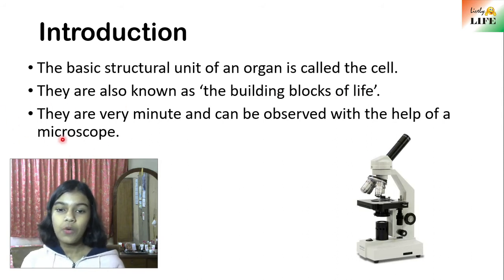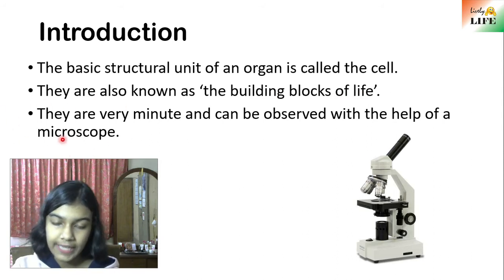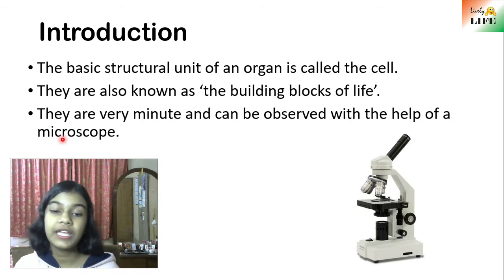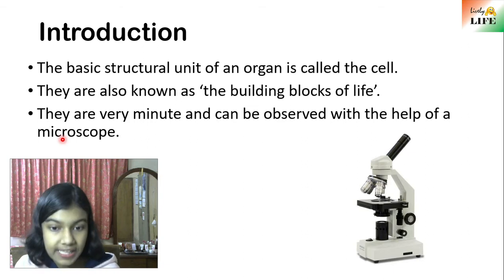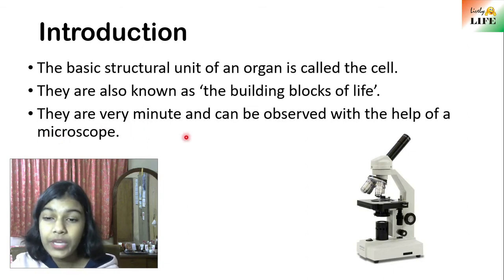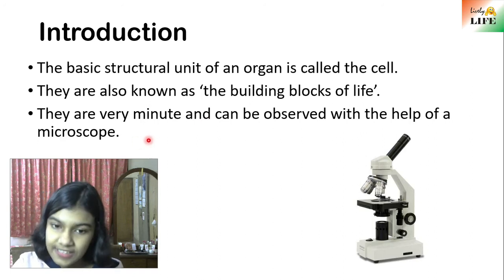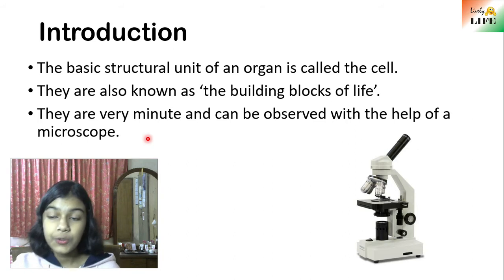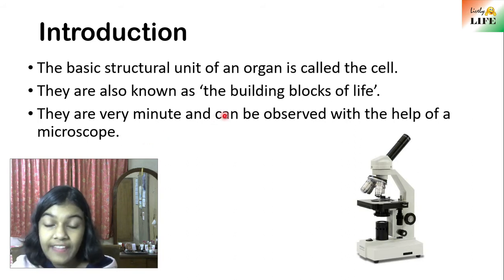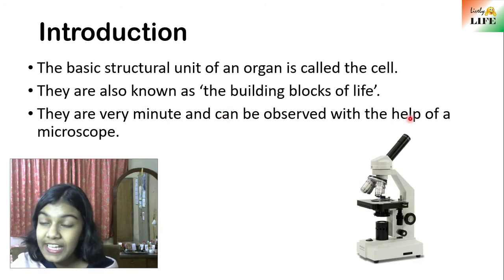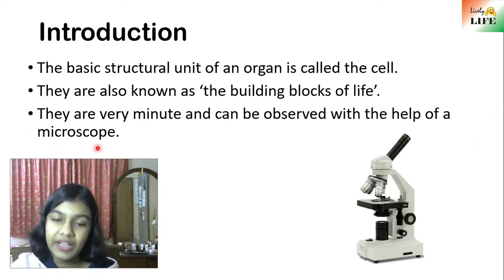Now how do cells look? We cannot see cells, though I said that we are made up of cells. So what is the cell? Cells are very minute, meaning they are very small. We cannot see the cells with our unaided eyes. So they are really small, and how can they be observed? Then how will we know that we are made up of cells? They can be observed with the help of a microscope.